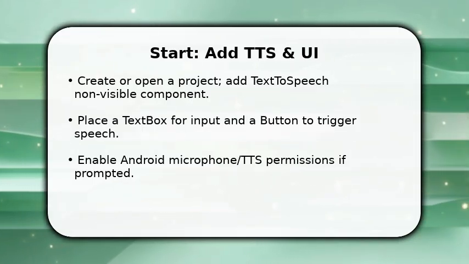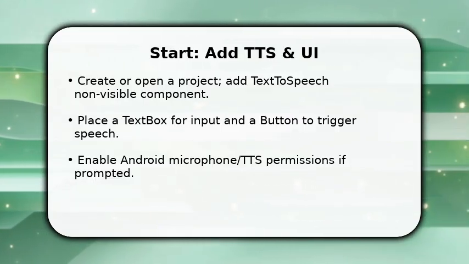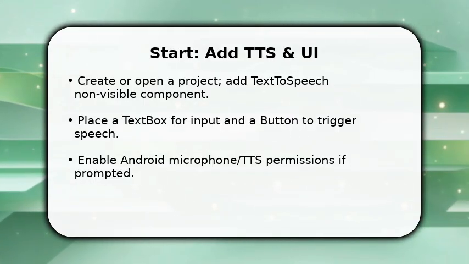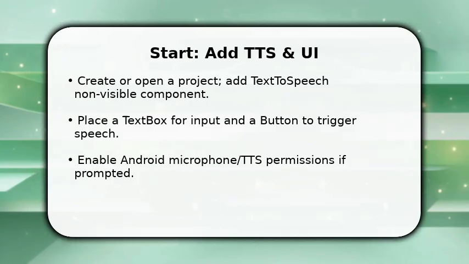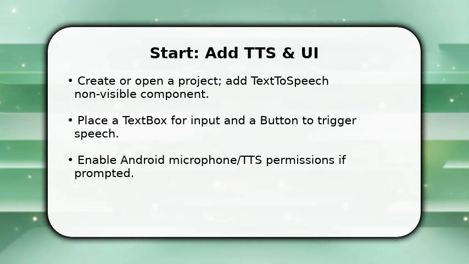You need runtime permissions on Android, request them promptly, or use the companion app which handles permissions during testing. This establishes the exact inputs and outputs you will wire in the next step, so keep names clear and simple.